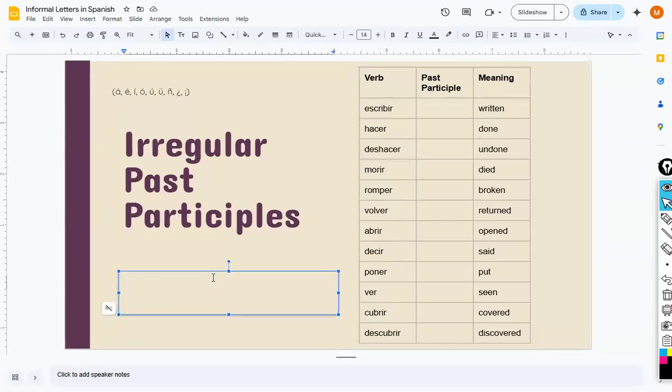Now we went over the way to form the regular one. So this is the reminder. Hablar, you would take off the AR and you would add ADO, right? Comer, you take off the ER. So ER verbs, take off the ER, you add IDO, so it would be comido. And vivir, take off the IR, and you would add IDO as well, right? So that's for normal formation of past participles.